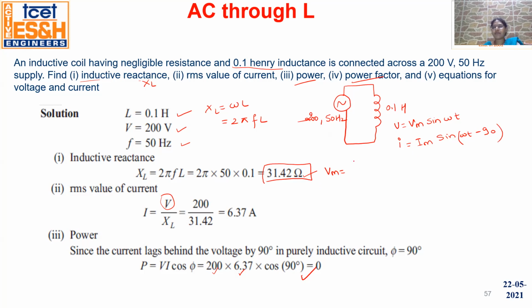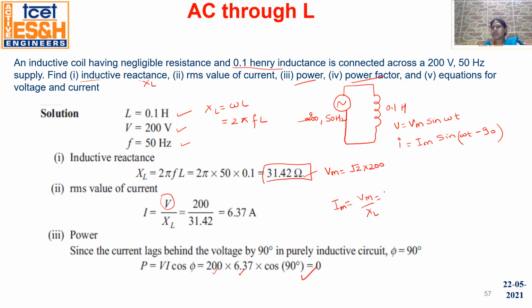How to find the Vm? Just see here, this is the RMS value. So multiply it with the RMS value, so 200 root 2. This is Vm. Now what is Im? Im is Vm by XL.